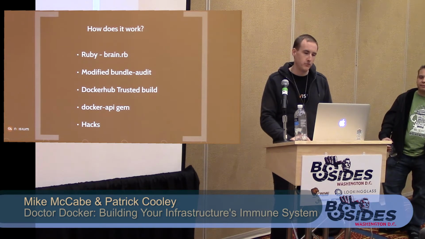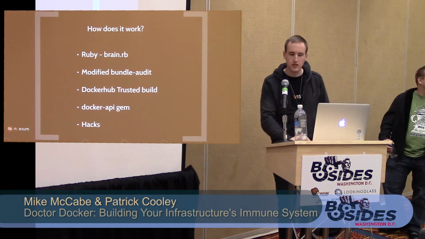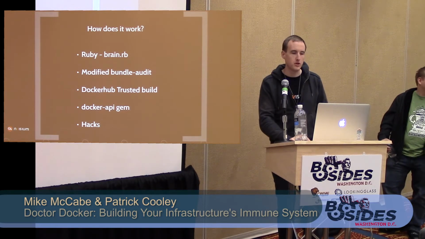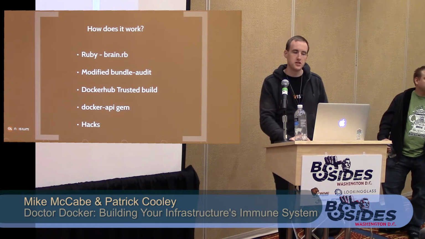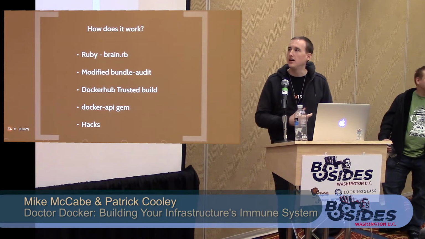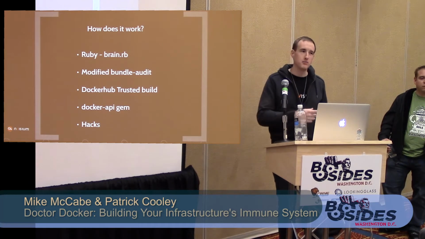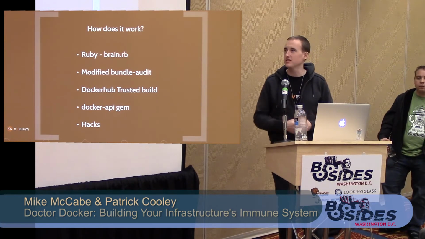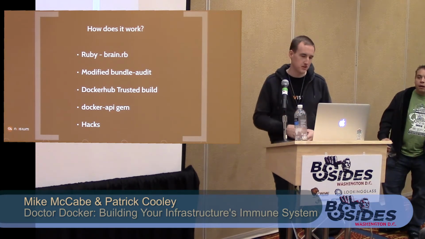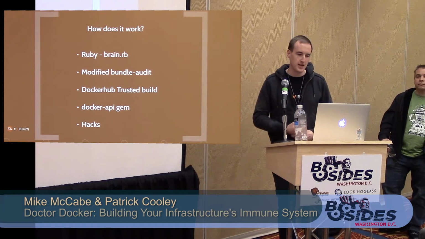So we have the brain.rb, which has all the custom code in it that does all of the decision making. It runs all the builds. It does all the pulling down of builds. And then to do those checks, we use a modified version of bundle audit. Once again, this is very Inception because bundle audit is a gem that detects other insecure gems. So it's sometimes tough to conceptualize how all this works.